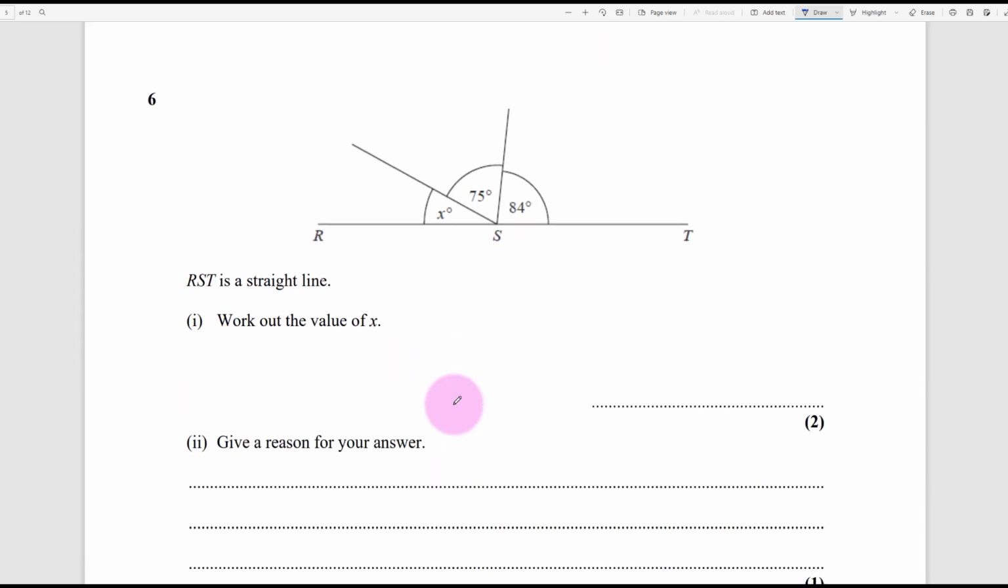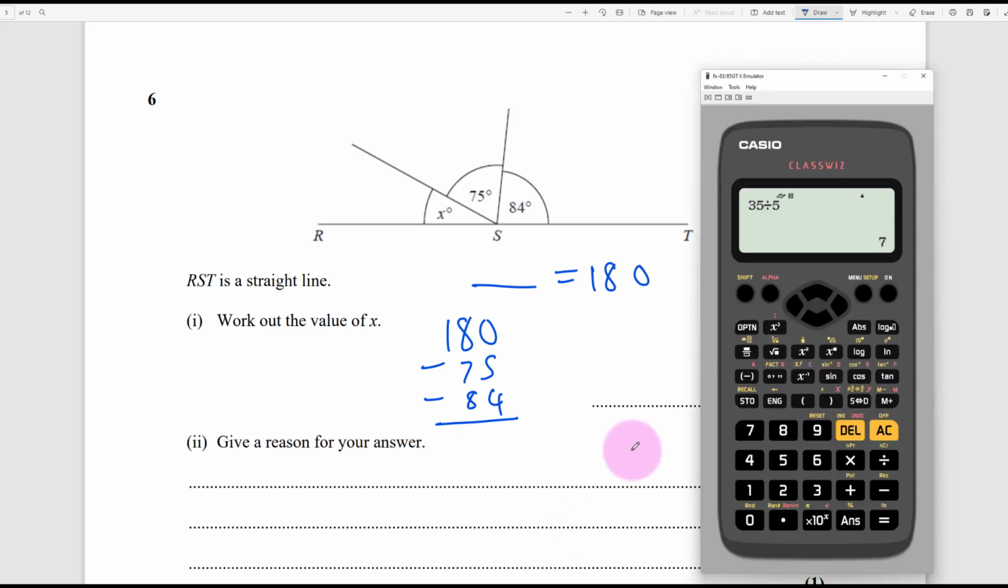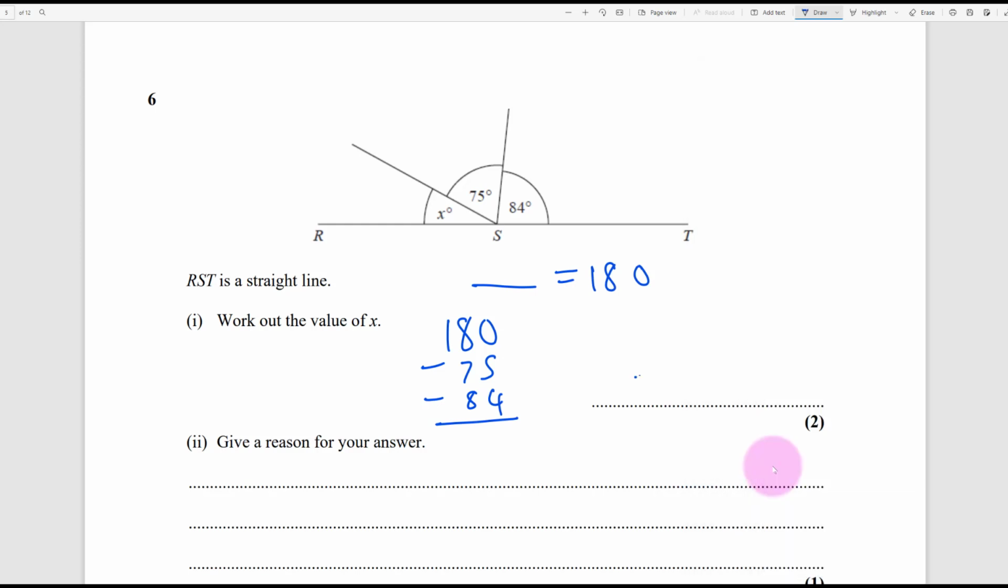Right, straight line. What do you know about angles in a straight line? They equal 180. Work out the value of x. So that must be 180 minus 75 and then minus 84 as well. Well, you've got a calculator. 180 minus 75 minus 84 is 21.